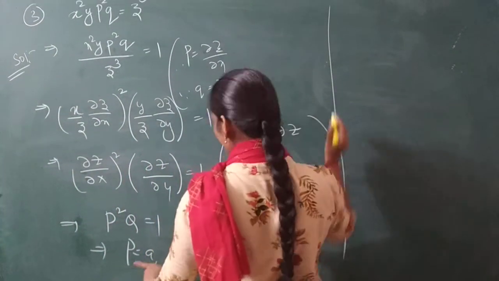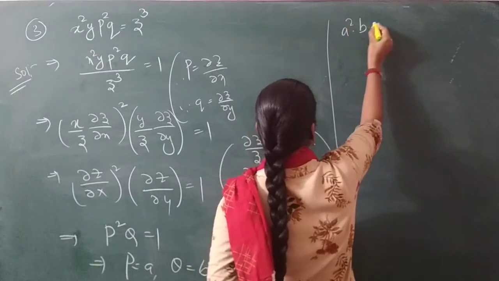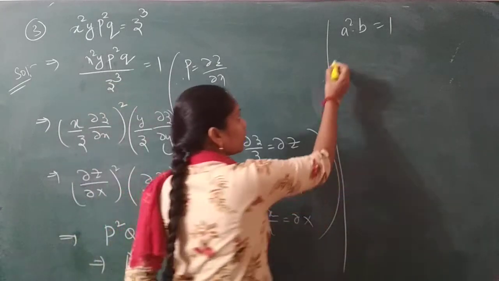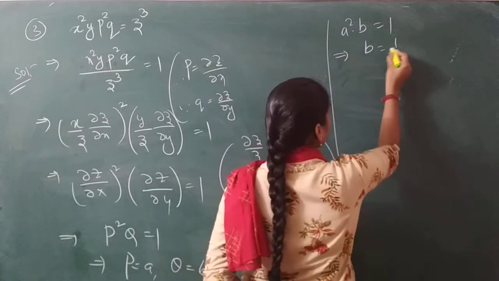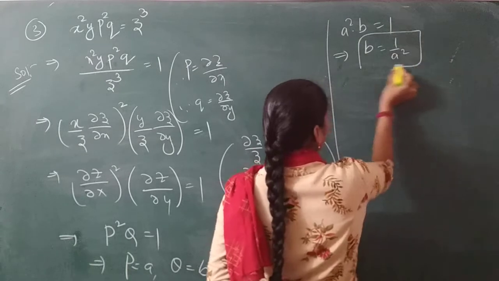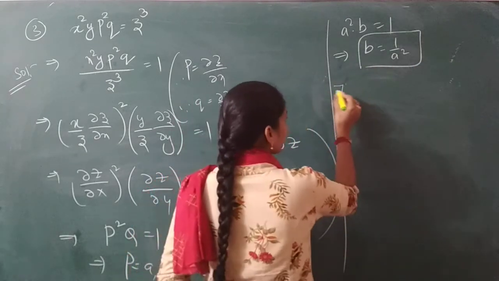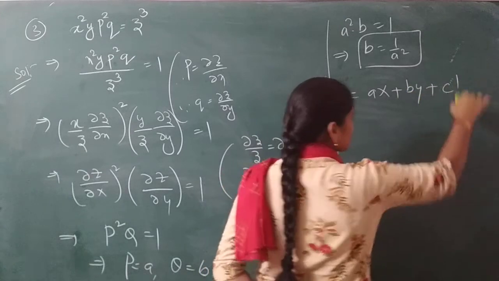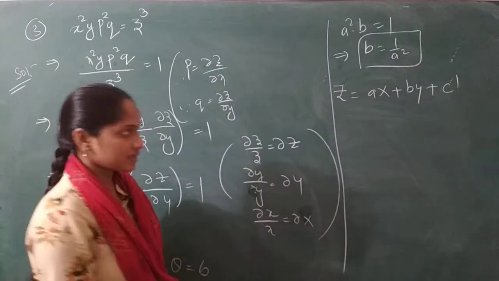So now what is that? A square B is equal to 1. Next, what you have to find out? The value of B. B equal to 1 by A square. Now substitute in the solution, capital Z equal to A into capital X, B into capital Y plus C dash, right? Let's take capital C dash like that.